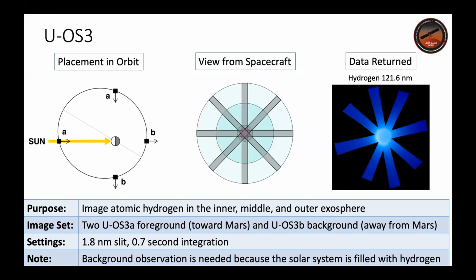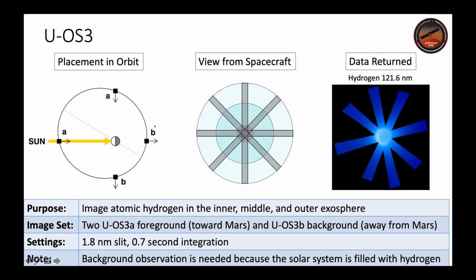So the OS3 here also targets the corona, but here we're not looking for oxygen, we're looking only for hydrogen. And we take these at just a few places around the orbit, but we scan at very great distances. You can see in this data returned on the right that we can watch the hydrogen as it flows out into space. Hydrogen's the lightest atom, and it escapes pretty easily from Mars, and the instrument is able to see that. We do need to take background observations for these.